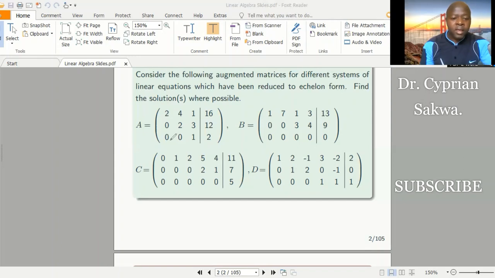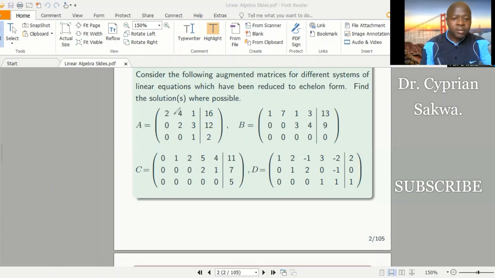Now, we've said that it's the last row that will tell us the nature of solutions to that system. You realize that the last row in matrix A is different from the last row of matrix B, and it's also different from the last row of matrix C, and it's different from the last row of matrix D. And therefore, that means that each of these last rows has something to say about the nature of solutions to their respective systems. Let's begin with the augmented matrix A, which is, of course, in its echelon form.